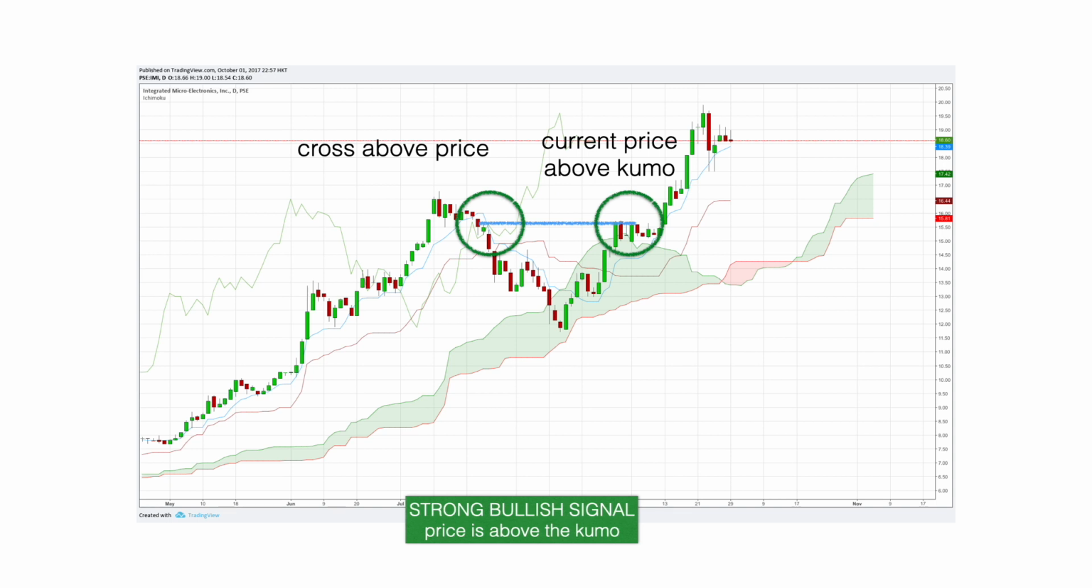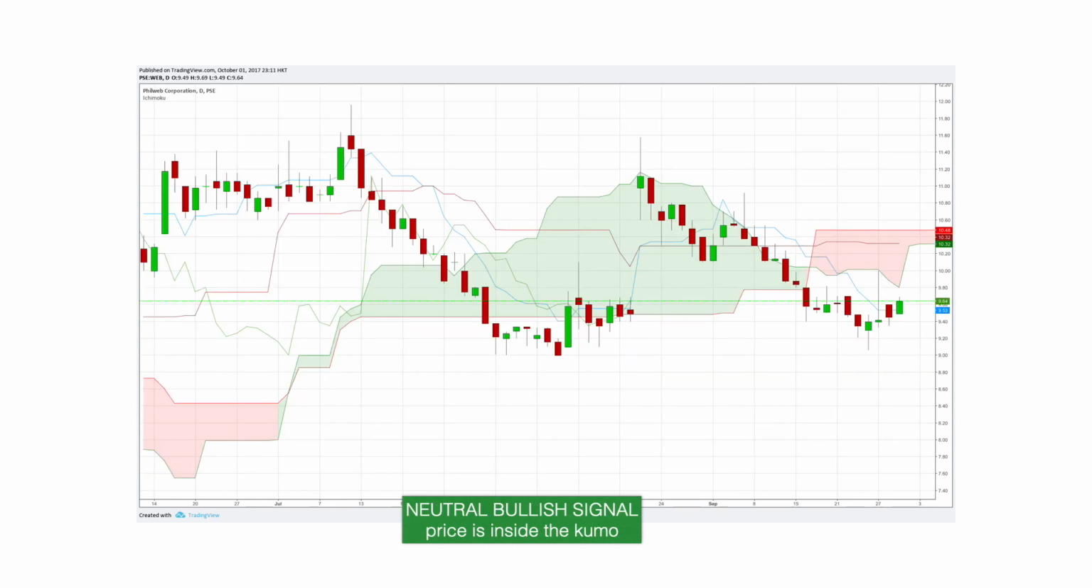This chart shows the strong bullish signal. Strong signals give you a higher likelihood of a successful breakout because there is no Kumo resistance stopping the price. A neutral bullish signal happens if the Chikou span crosses above the price while the current price is inside the Kumo. While the crossover could be bullish, price has no clear trend inside the Kumo.